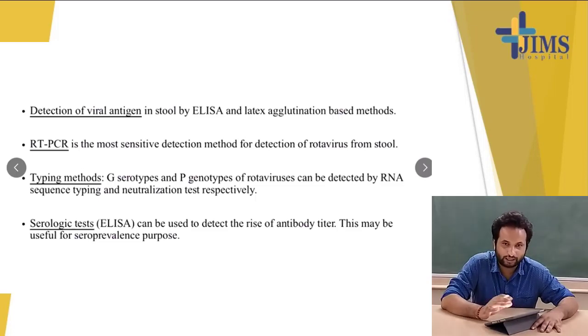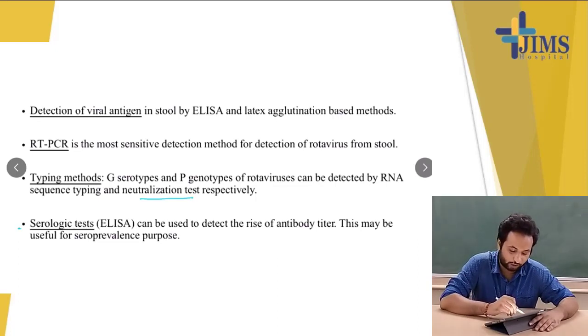Then RT-PCR. The main demonstration of virus which we can do is by RT-PCR only, real-time PCR, or reverse transcriptase PCR. It is the most sensitive detection method for rotavirus from stool. Then typing methods, as we already talked about, there is G serotype and P serotype. VP7 and VP4 of rotaviruses can be detected by RNA sequence method and neutralization test respectively.